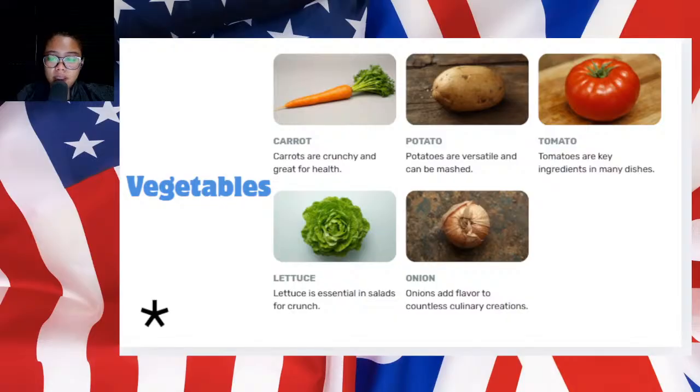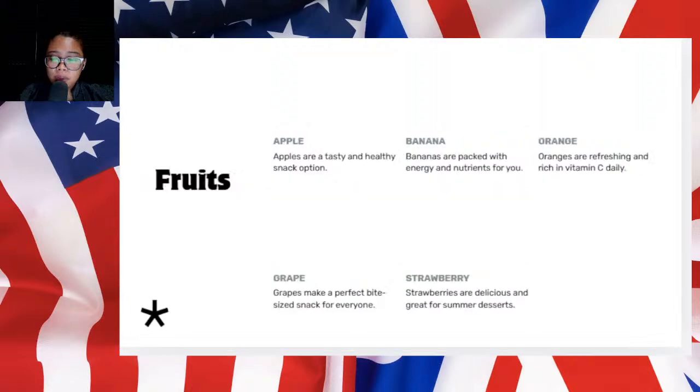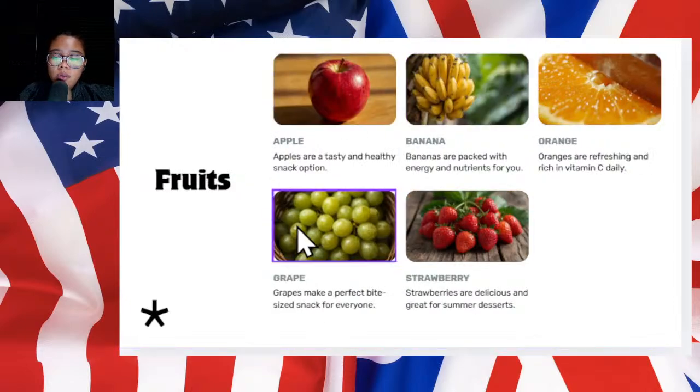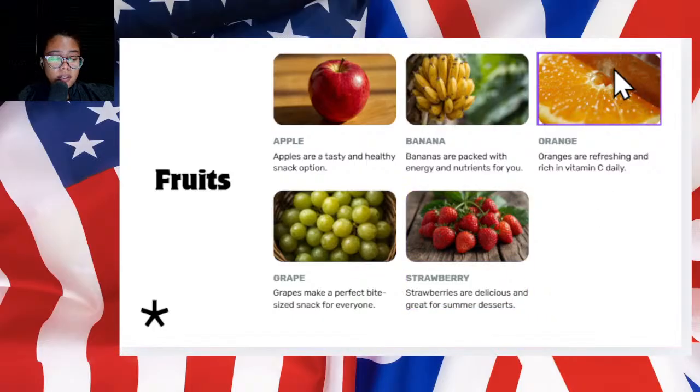Okay. All right. Again, let's do a quick recap on the different vegetables: carrot, potato, tomato, lettuce, and onion. For fruits: apple, banana, orange, grape, and strawberry. Those are the different words that we've discussed so far. Any questions? None? Okay, let's take a quick break of 3 minutes before we continue with another category.